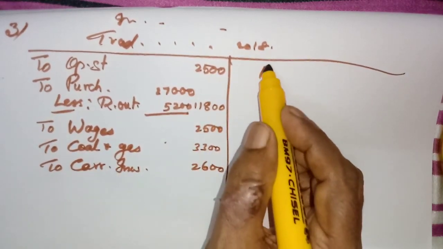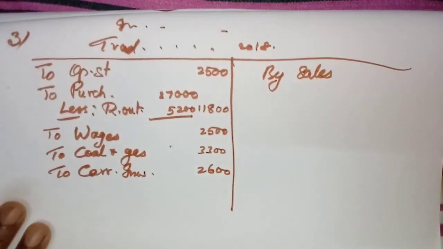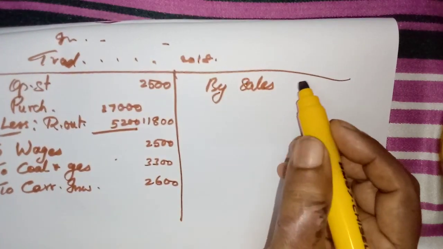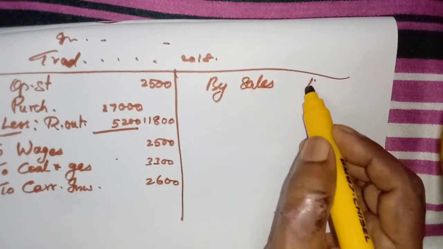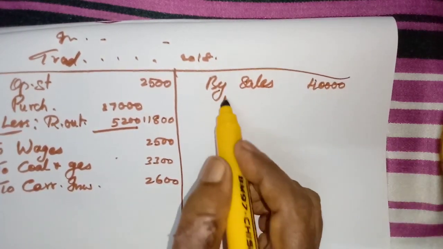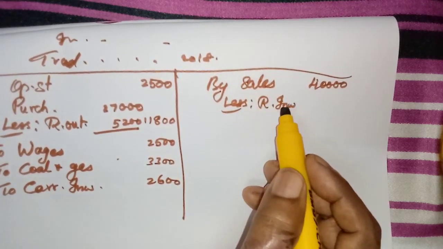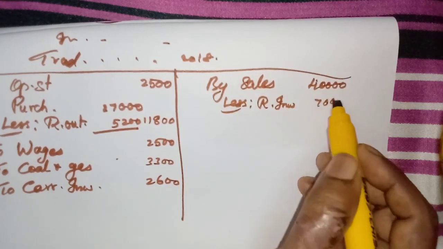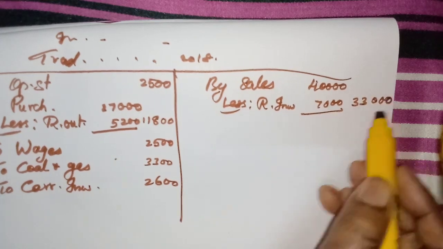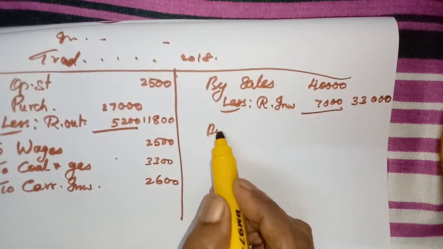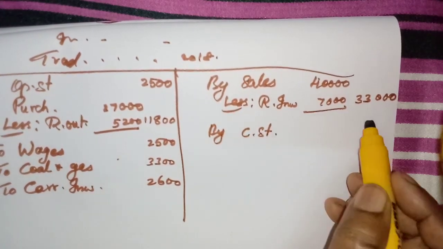Now the credit side, by sales. Here we have sales returns also. You write in the inner column: sales 40,000 less return inward 7,000. So 33,000. Then by closing stock 5,200.